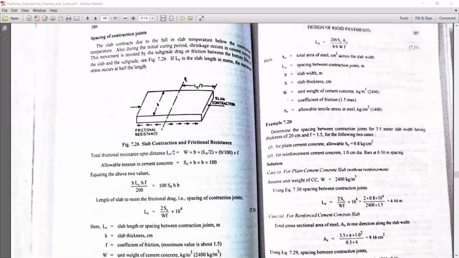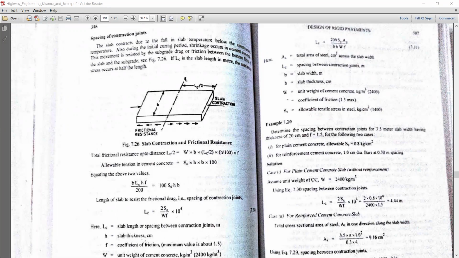Next, spacing of contraction joints. The slab contracts due to fall in slab temperature below the construction temperature. Also, during the initial curing period, shrinkage occurs in cement concrete. This movement is resisted by the subgrade, or friction between the bottom layer and the slab.